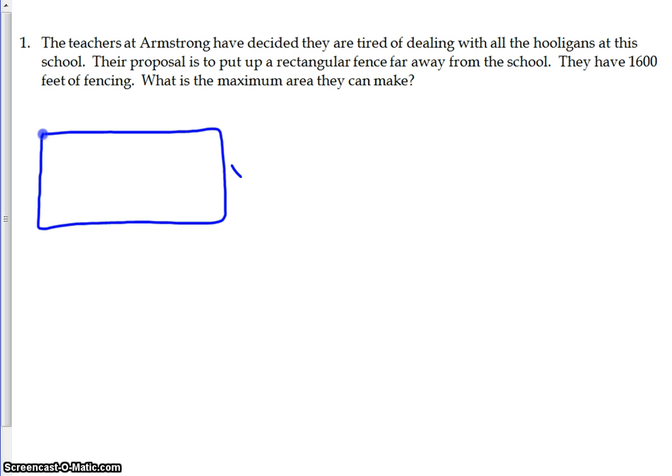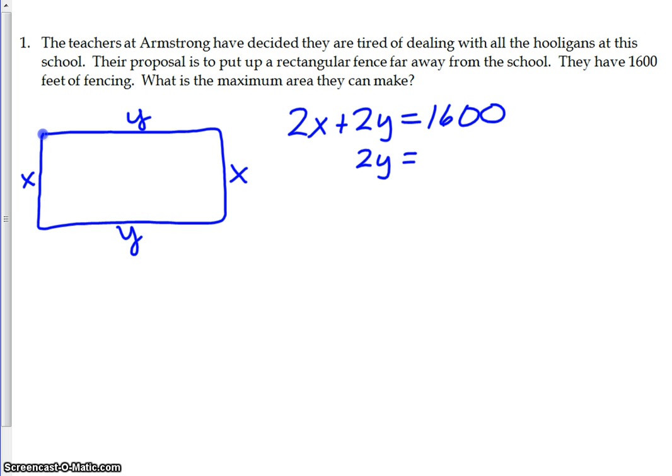Okay. So in this case, they have a rectangular fence, and it looks like this. All right. And so their two x's and their two y's would add up to 1,600. All right, and if you remember on your sheet, on hopefully your note sheet, the first step is solve this for y. So 2y would equal 1,600 minus 2x, and y would equal 800 minus x.